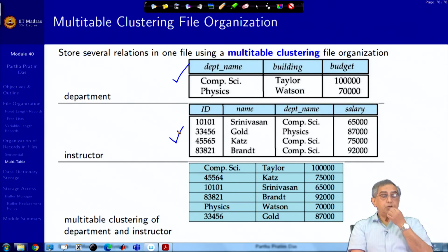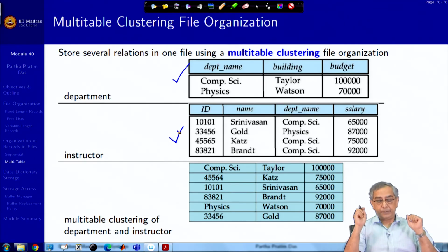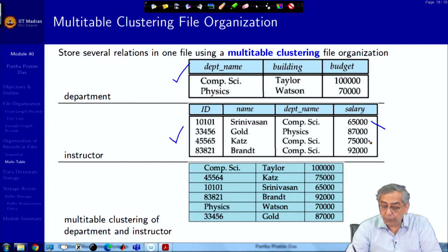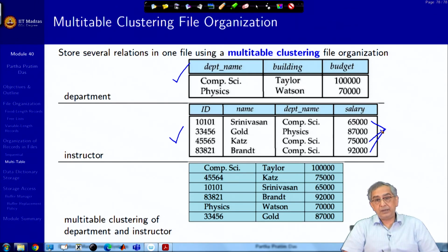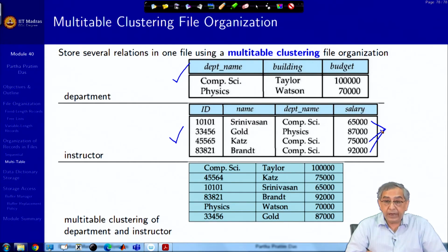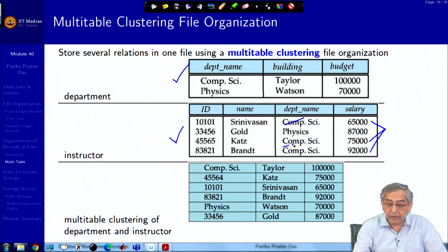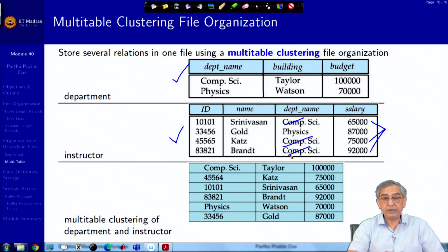Right? So normally what you will expect? You will expect to keep them separate. Right? Now I do something interesting. What I do is I will group the records of instructors who are in the same department together. Right? If I do that, I don't need to remember this, I don't need to write this, because they are all from computer science.